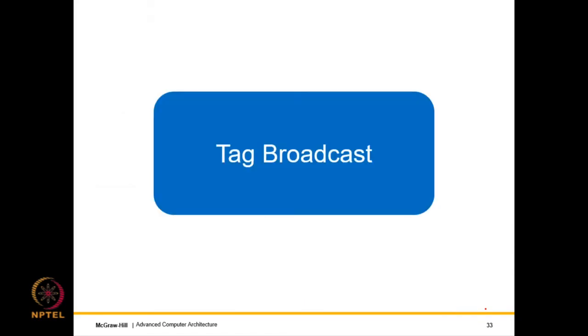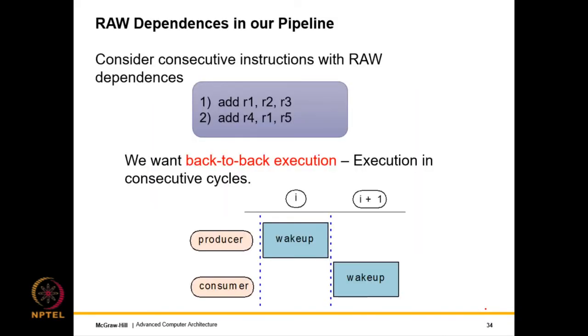Now let's come to another important and rather critical issue, which is how do we broadcast the tag and when do we broadcast the tag? So let us quickly look at this short snippet of assembly code. So these are consecutive instructions with a RAW dependency, and so this is writing to R1, reading from R1. So even after renaming, the read after write dependence would remain. So this would of course be in physical registers, but nevertheless there would be a dependence.